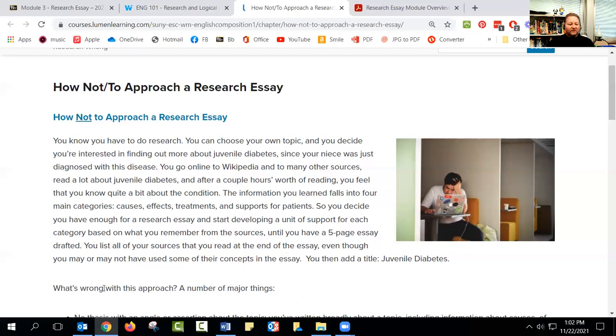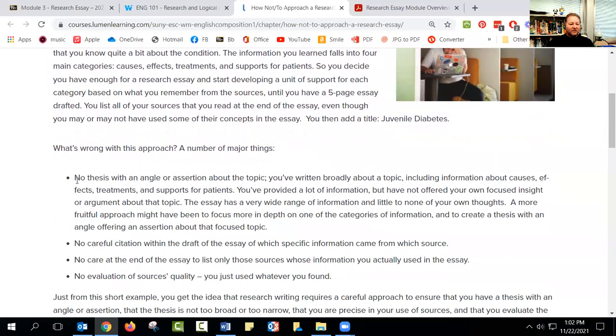So then what's wrong with this? Well, one, there's no thesis with an angle or an assertion or a claim about the topic, right? They just wrote about juvenile diabetes. They wrote about the causes of it, the effects of it, the treatments, supports for patients. If anybody wants to read about that, why would they read your paper when they could just go and read the same Wikipedia page you looked at, right? That is not a research paper. That's just information. And information that doesn't have a purpose is not good for a research paper, all right?